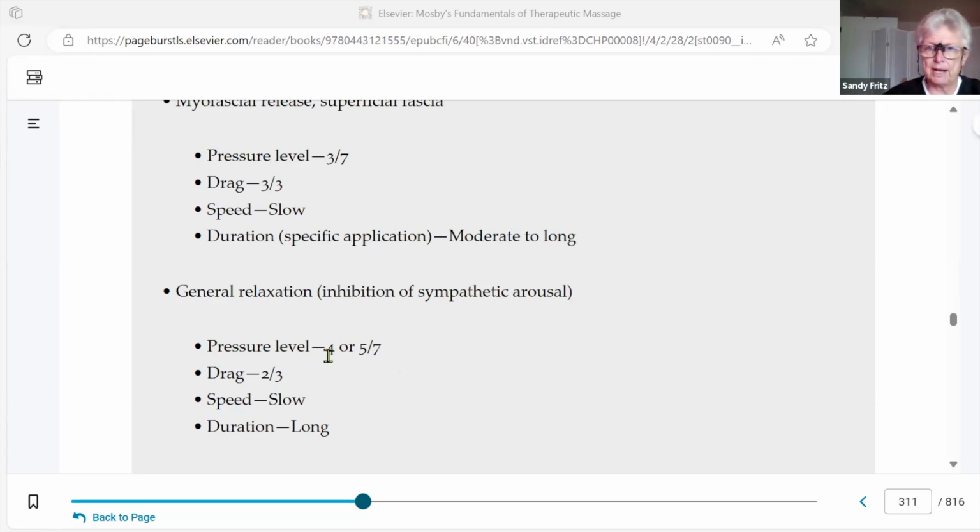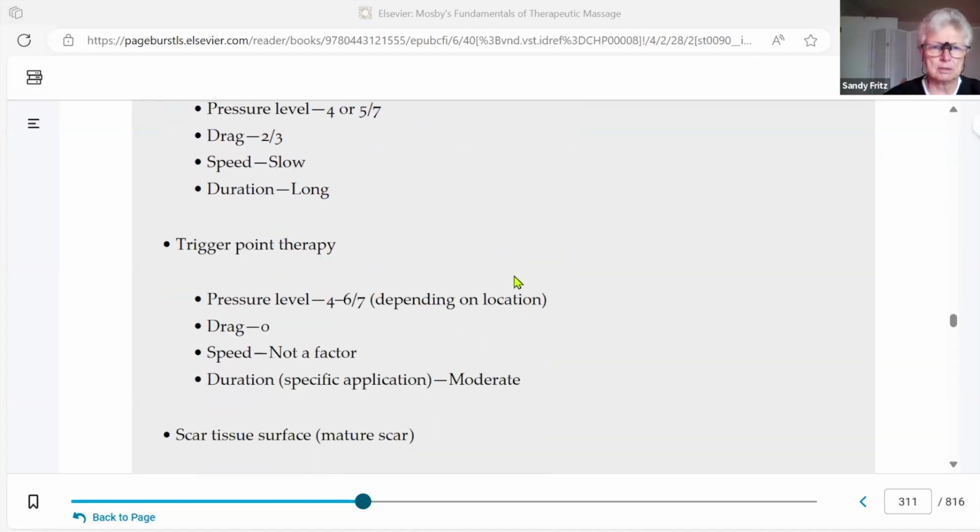Pressure level 4 to 5. It's going to penetrate through the first muscle layer into the second muscle layer. It's going to be broad-based. You're going to have enough drag to slide those tissue layers. Your speed is going to be slow. Your duration is going to be that 60, maximum 90 minutes.